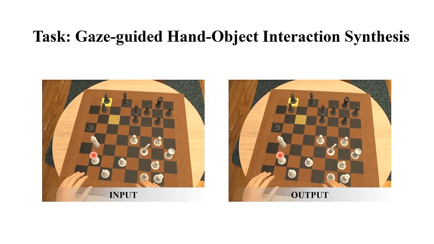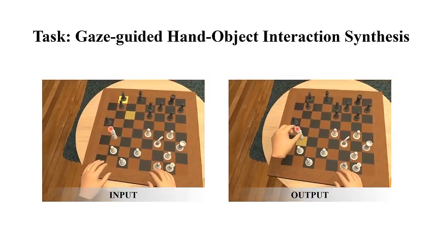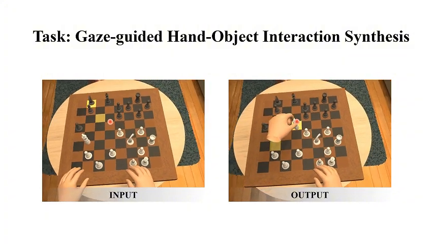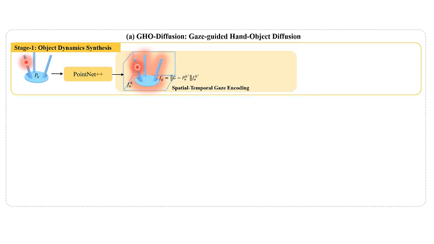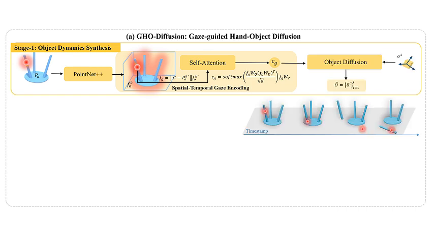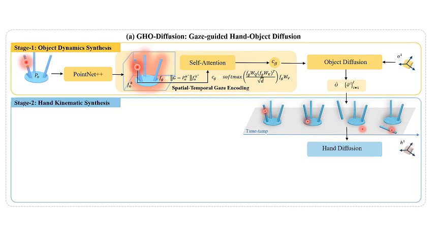We propose a novel task, gaze-guided hand-object interaction synthesis. Addressing this task is challenging. We propose a novel approach, a stacked gaze-guided hand-object interaction diffusion model, named GHO-Diffusion. We decouple the task into two stages, gaze-activated object dynamics synthesis and object-driven hand kinematic synthesis, to reduce the complexity of motion generation. We propose a spatial-temporal gaze feature encoding approach for the diffusion condition to generate object motions. Then we leverage object motions to synthesize the corresponding hand motions by hand diffusion.